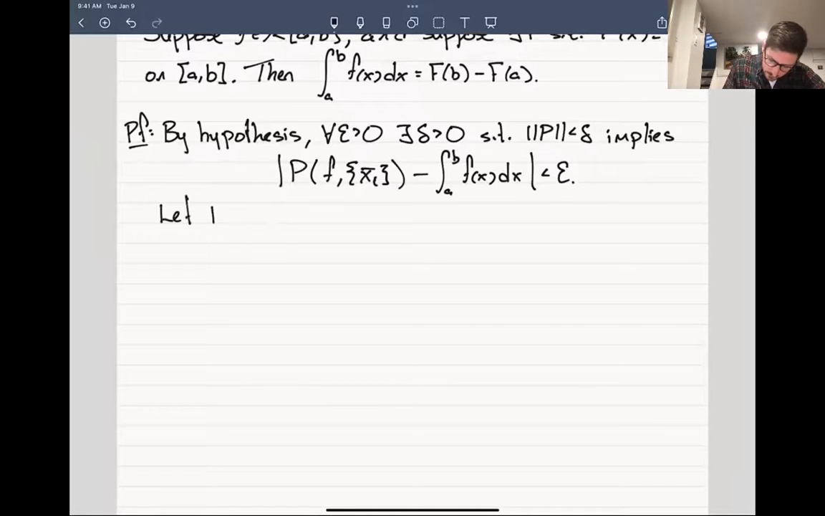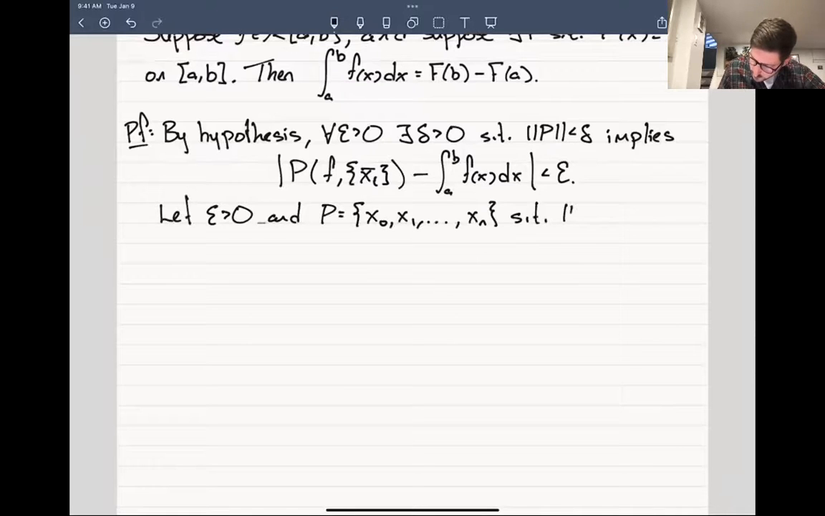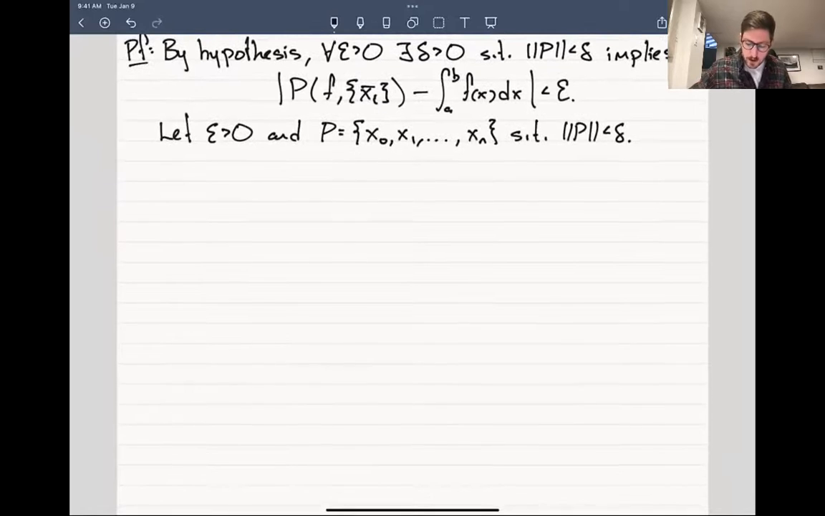Okay, so then let epsilon be greater than 0 and P be a partition such that the partition is small enough with respect to the delta value that comes from that epsilon. Now, that relationship that the Riemann sum is within epsilon of the actual value of the integral works for every single choice of your evaluation points, xi bar. So here's what we're going to do. We're going to choose those evaluation points.